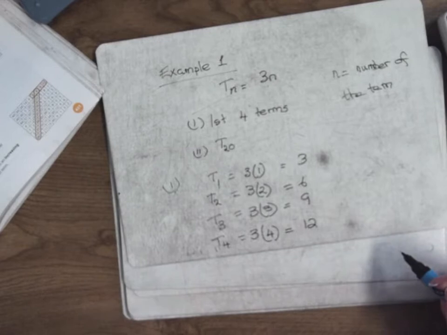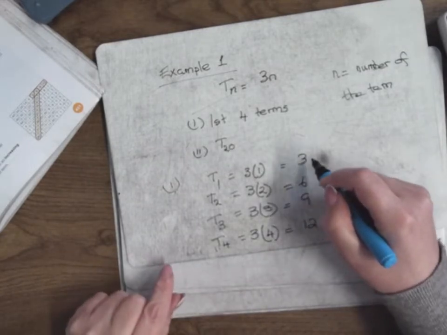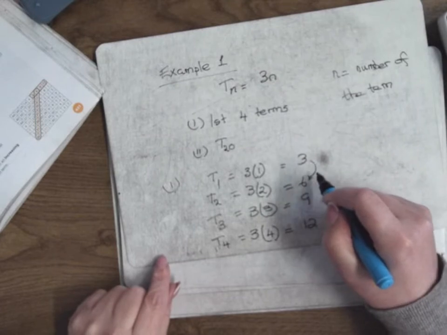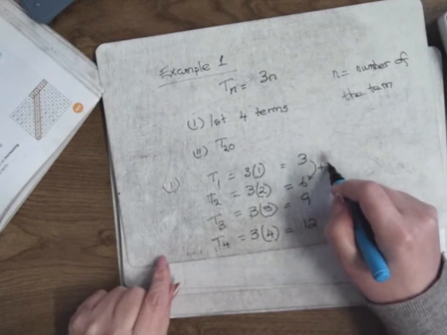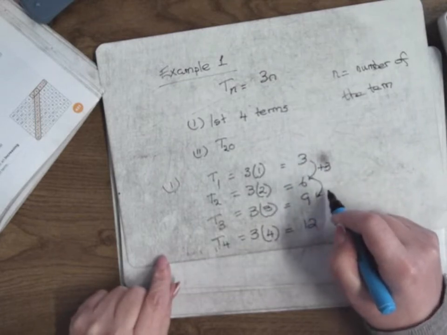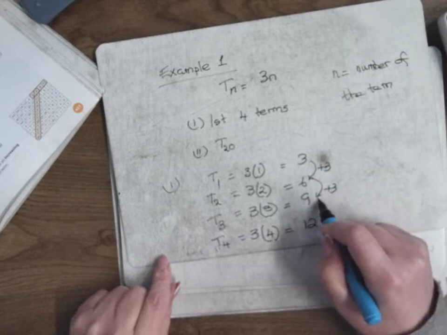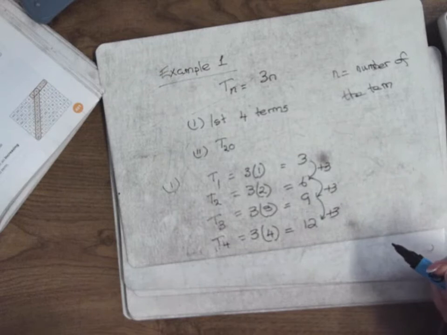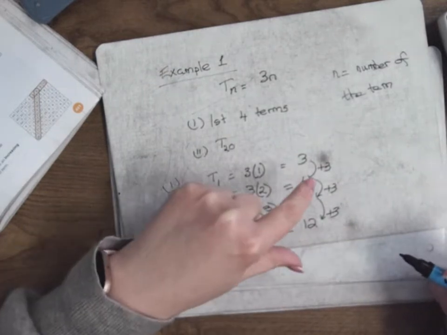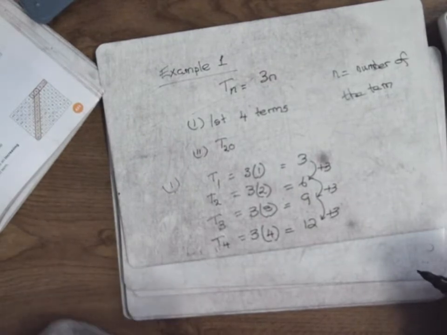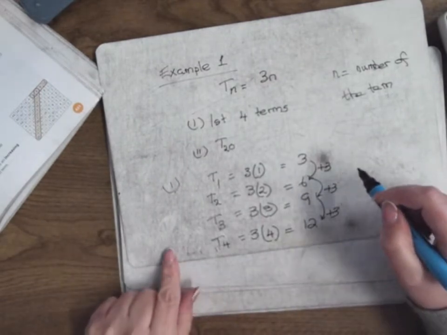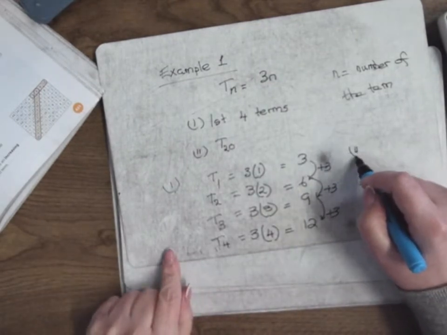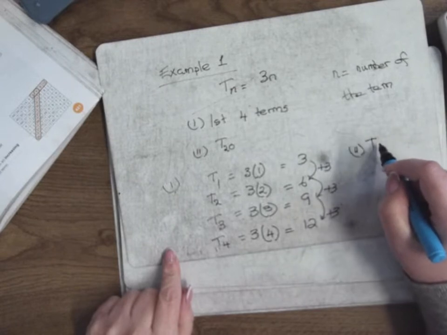Now, even if they wanted more, I don't have to substitute anymore, because look, what am I adding every time? 3 goes to 6, I'm adding 3. 6 goes to 9, I'm adding 3. So I wouldn't have to work out the next term. What's the next term? 15, isn't it? What's the term after that? 18 or whatever. Once you've got the first few, you can get the pattern. Is that okay?